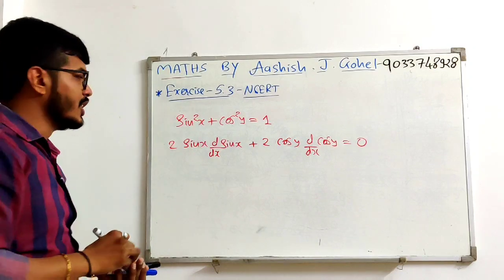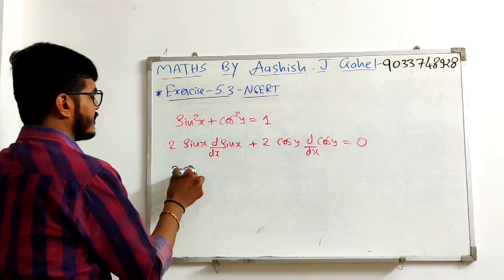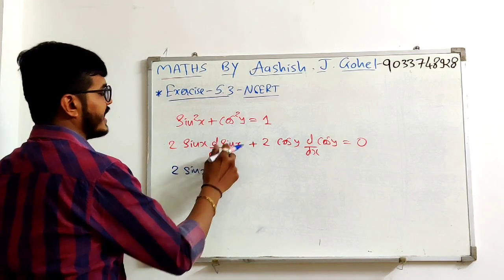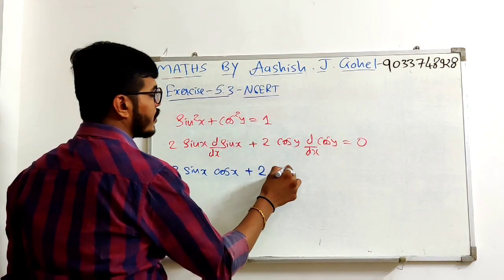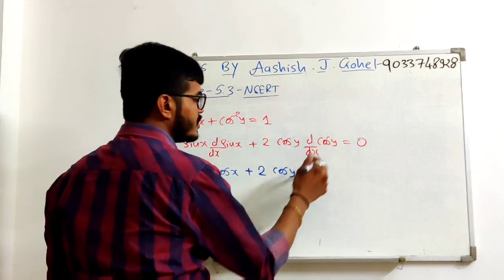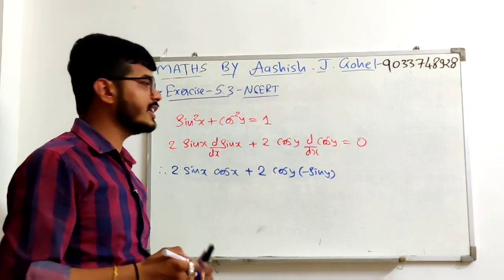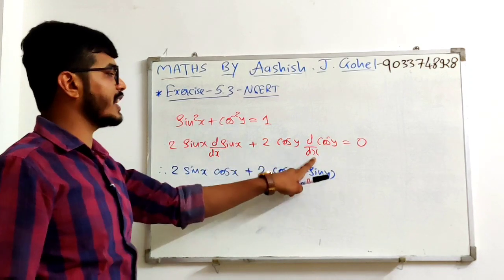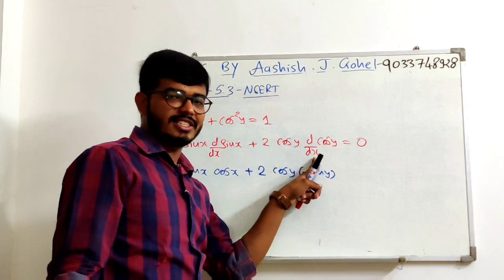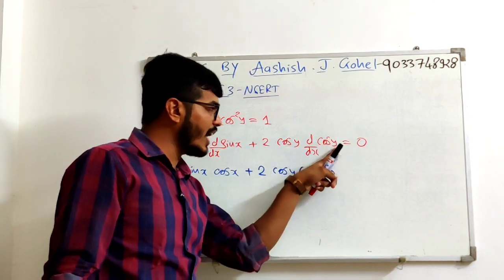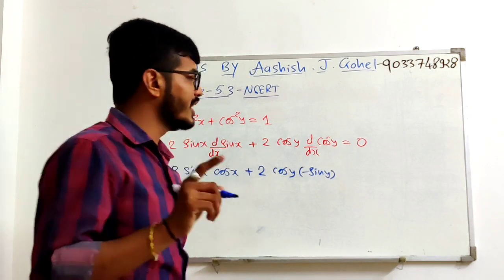Now the next step is to differentiate these two terms. So 2 sin x, differentiation of sin x is cos x, plus 2 cos y, differentiation of cos y is minus sin y. And here remember one thing, we are differentiating with respect to x. So y is a different variable from x, so we need to differentiate y again according to the chain rule. That you need to remember.